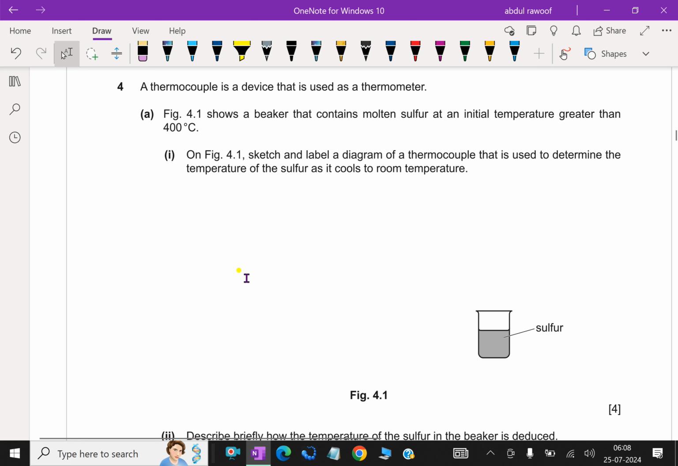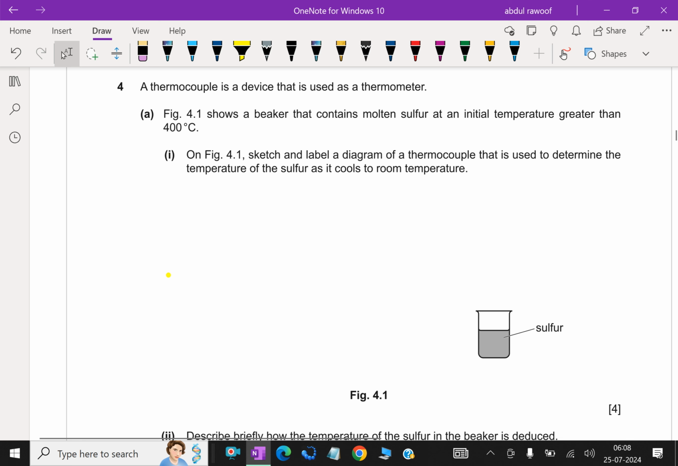Next question. A thermocouple is a device that is used as a thermometer. Figure 4.1 shows a beaker that contains molten sulfur at an initial temperature greater than 400 degrees Celsius. So you have to measure a high temperature here by using a thermocouple. On the figure, sketch and label a diagram of a thermocouple that is used to determine the temperature of the sulfur as it cools in room temperature.